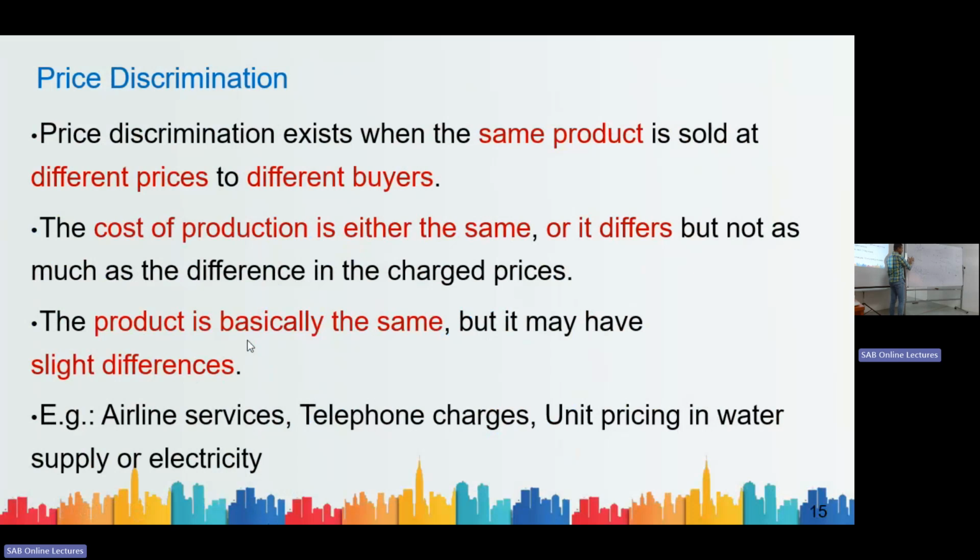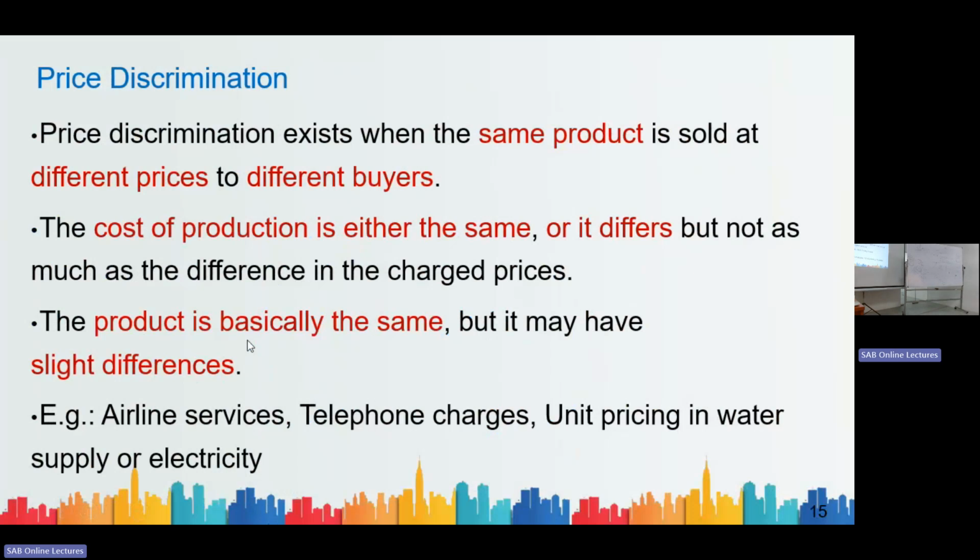In this case, the cost is the same. There is no difference in the cost. Cost is the same, but the price is high. Price difference is high. The product is basically the same, but it may have slight differences. So here the product is the same, here the product is different. Product is different because in business class, the passengers will receive high quality food and other amenities. The atmosphere is also better and they can fly comfortably.